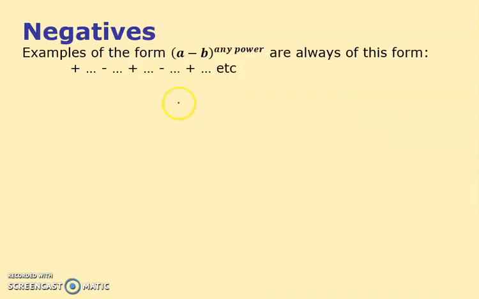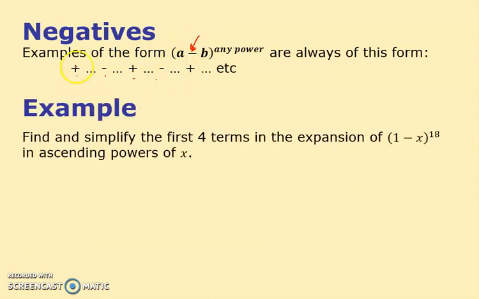126720, that's right. Examples, and we've seen this already, where it says minus in the middle. I've already said you go plus minus, so just be aware of that. So here's one, it says simplify and find the first 4 terms of this expansion.